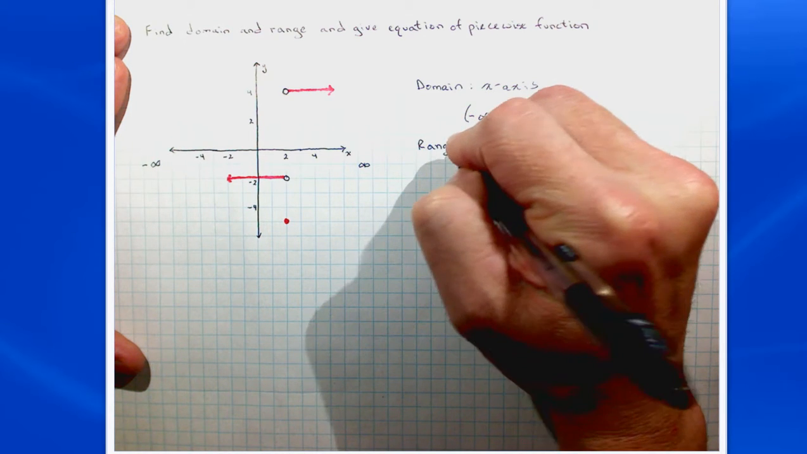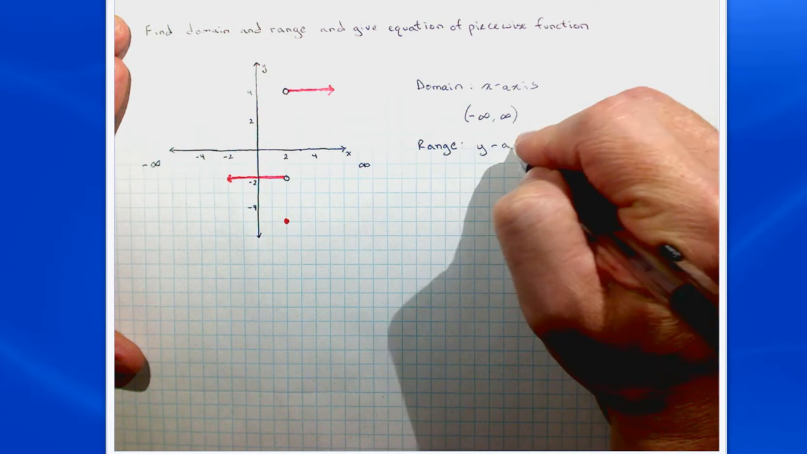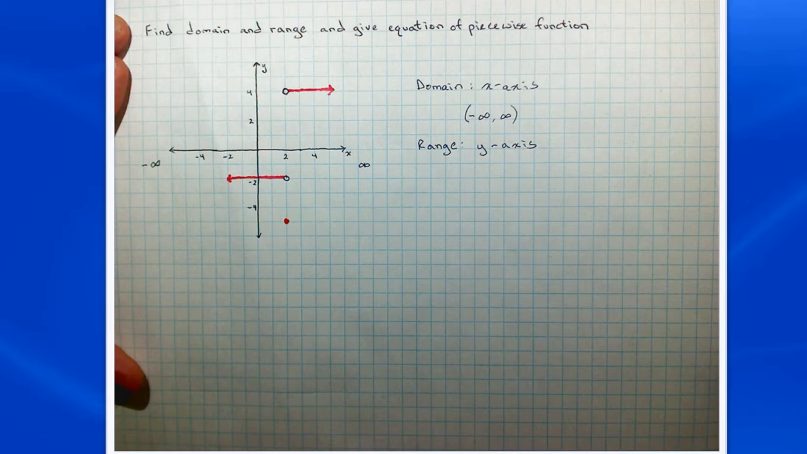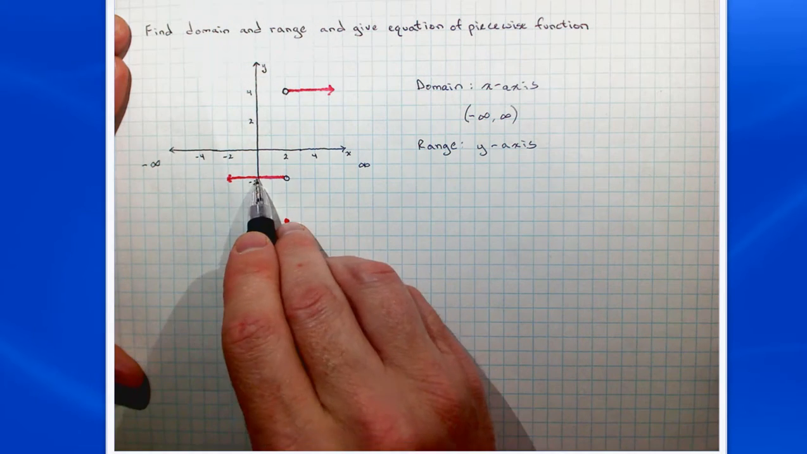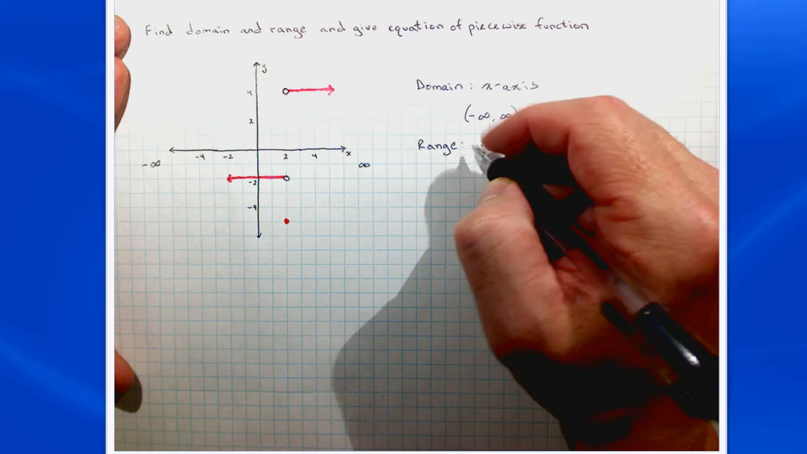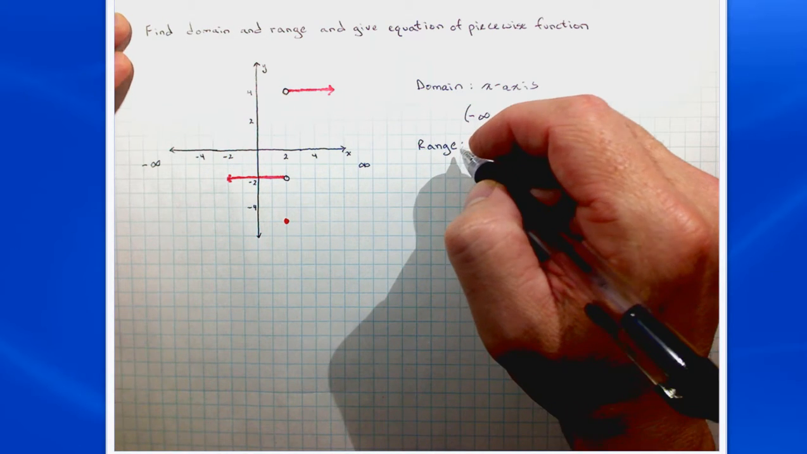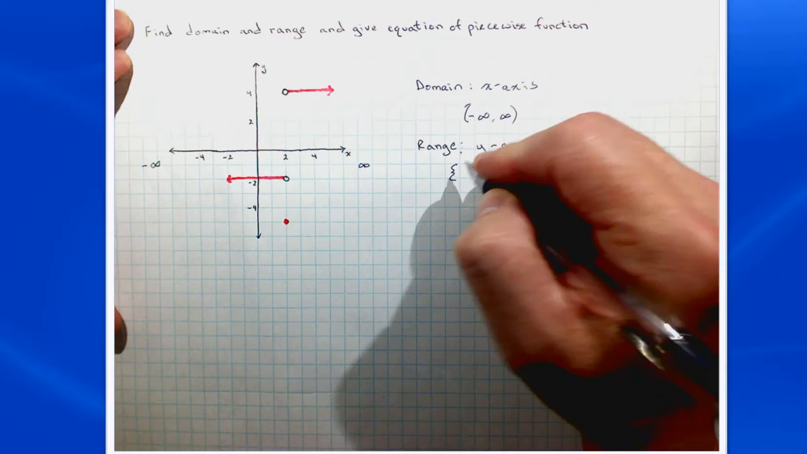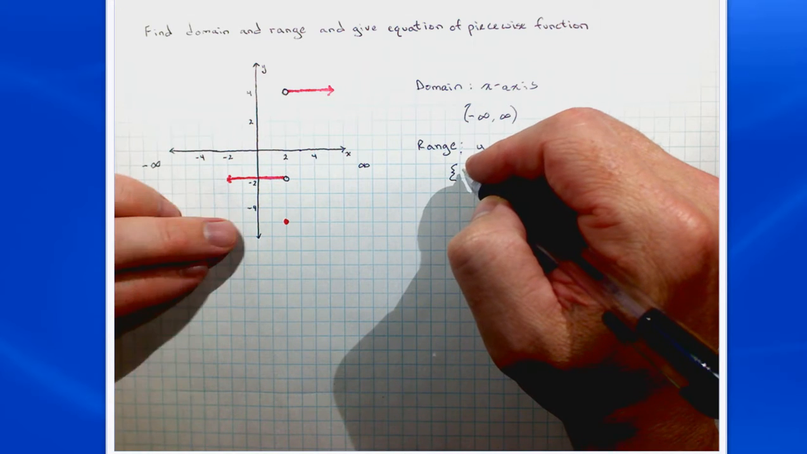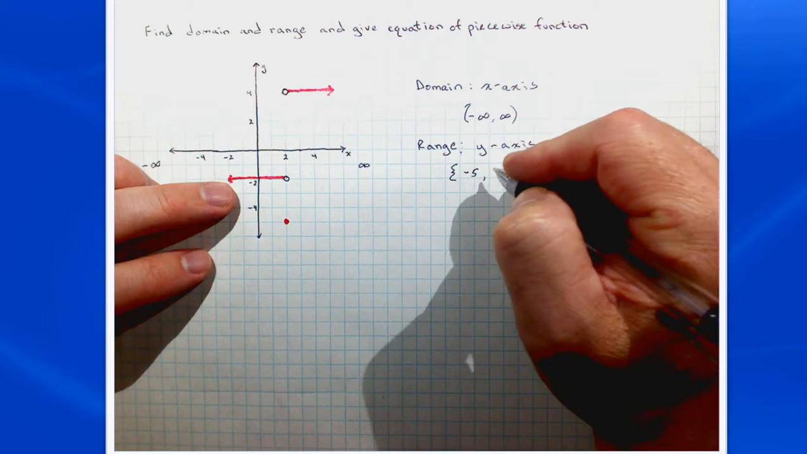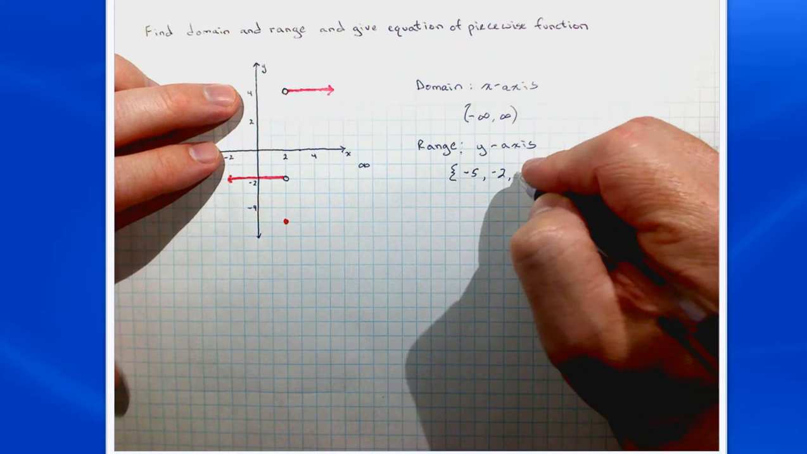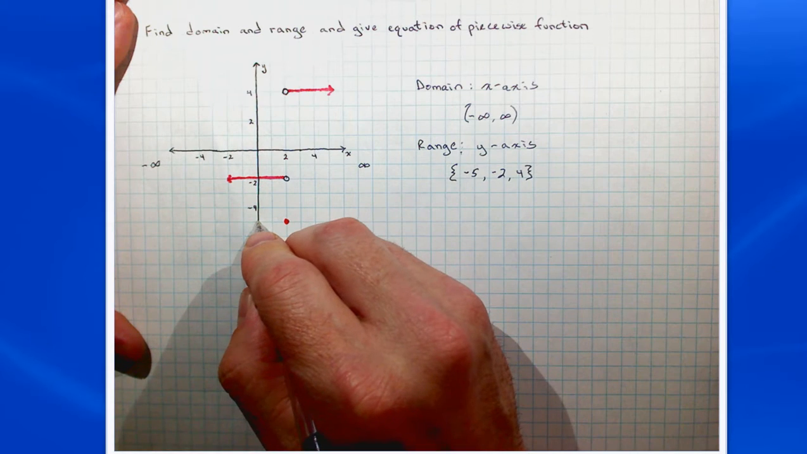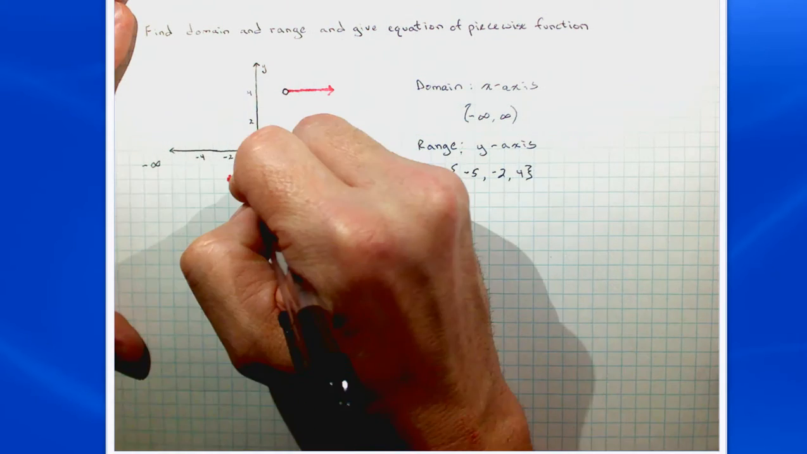Range deals with the y-axis. Okay, and if I look at this, this is a lot different. I only have specific values of y that it touches. I'll start numerically and go up. So negative 5 is a value, negative 2 is a value, and 4 is a value. Those are my only values of the range. It's just those numeric values where the y-axis is in play for each one of those.